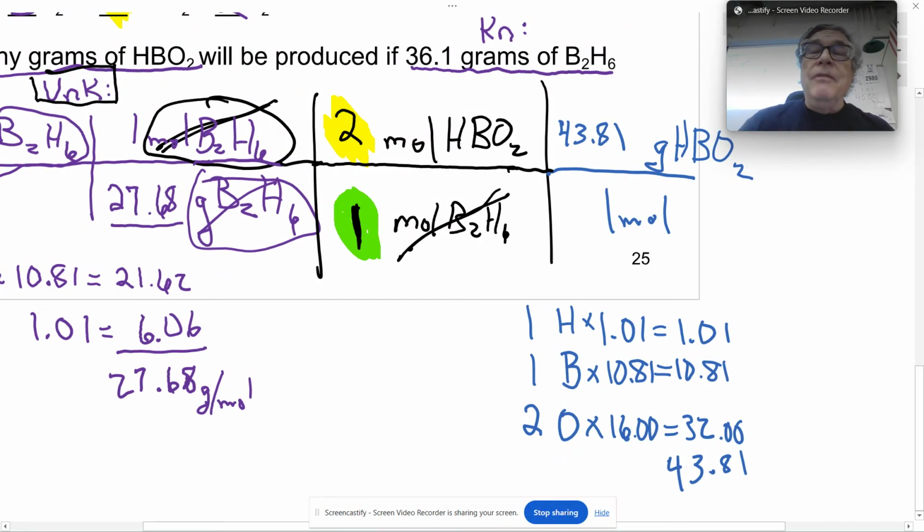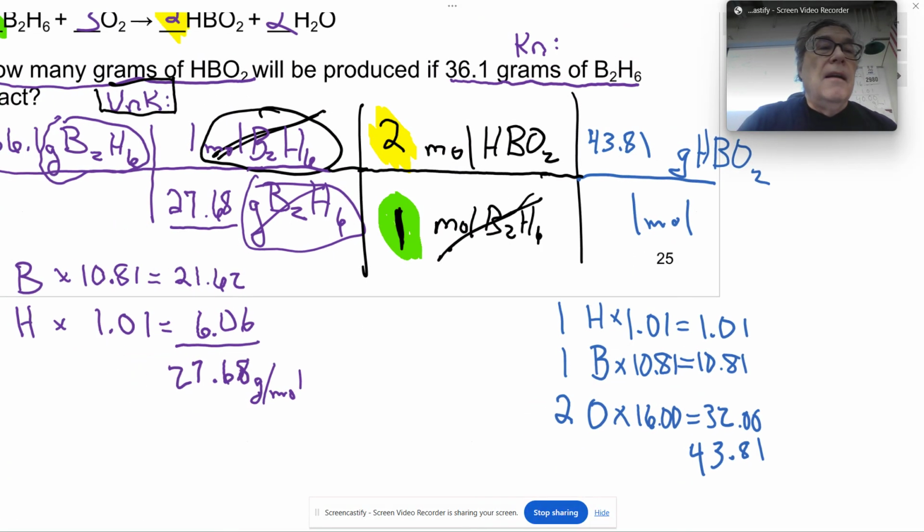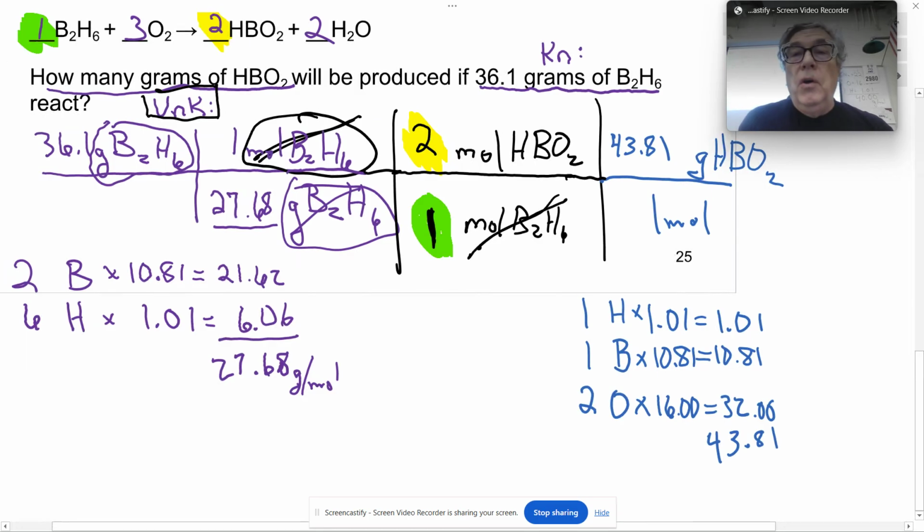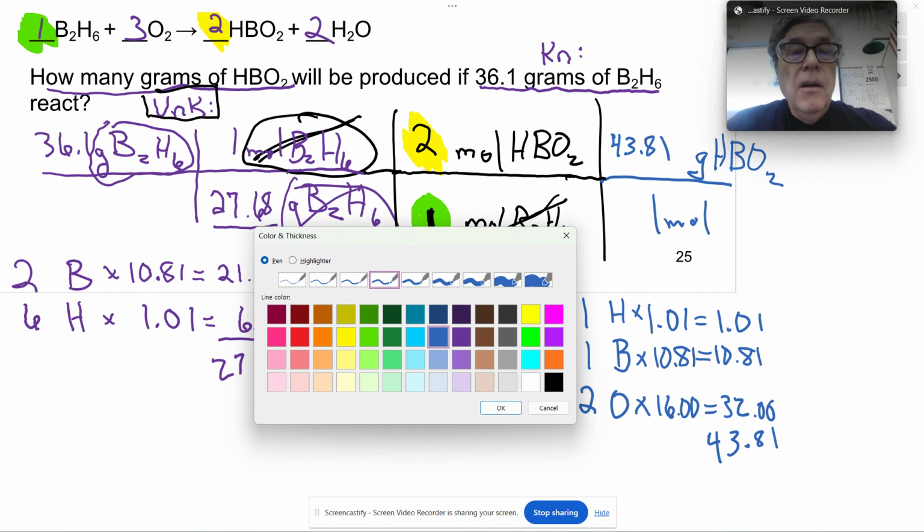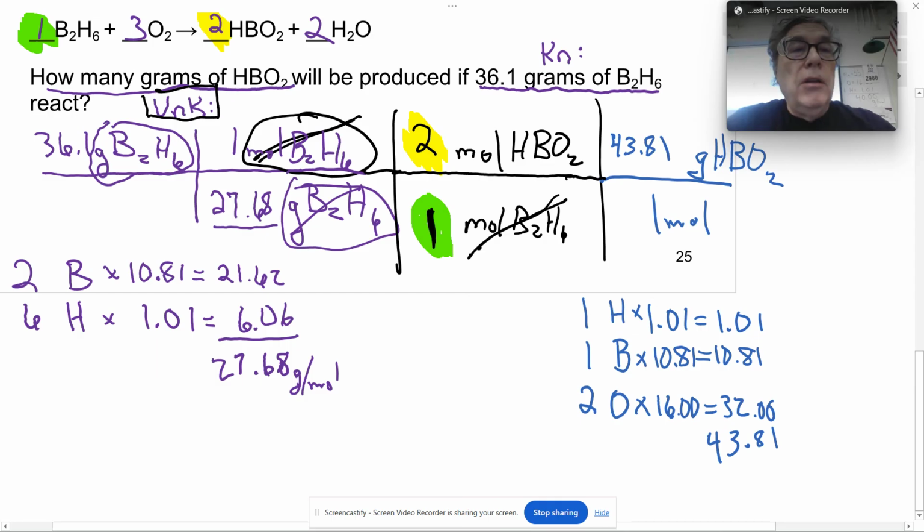Okay, we have the hard work done, but now you have to do the careful work of putting these numbers into your calculator. And remember, we're always multiplying by the thing on the top, dividing by the thing on the bottom.